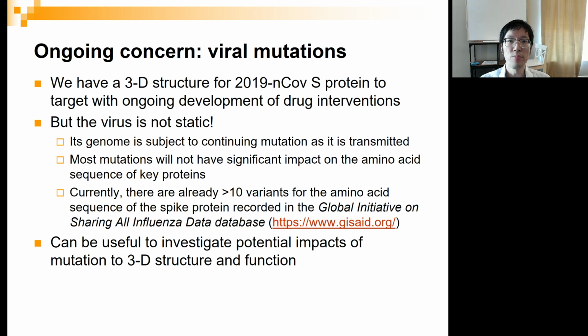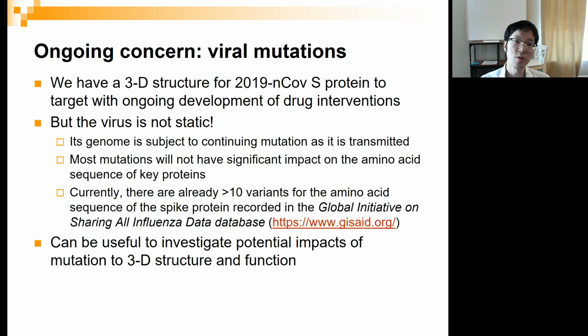So that's one aspect that we now know about, which is the 3D structure of a particular sequence corresponding to the novel coronavirus spike protein. We now have a 3D structure which scientists can work with for developing drug interventions.